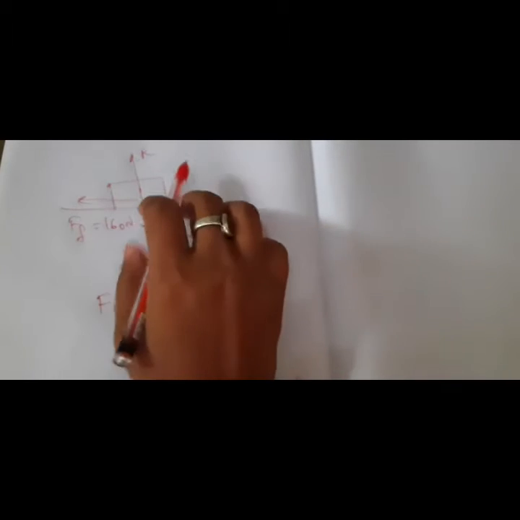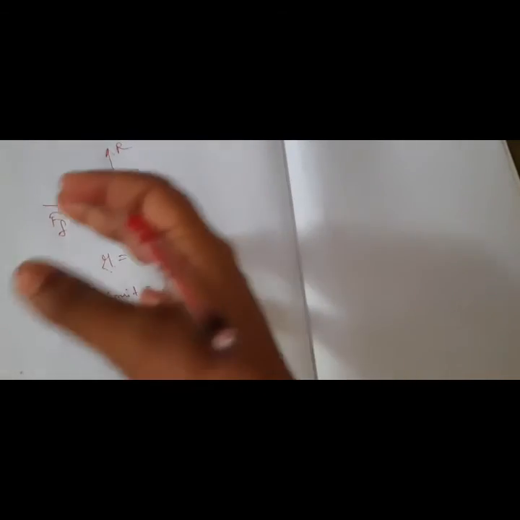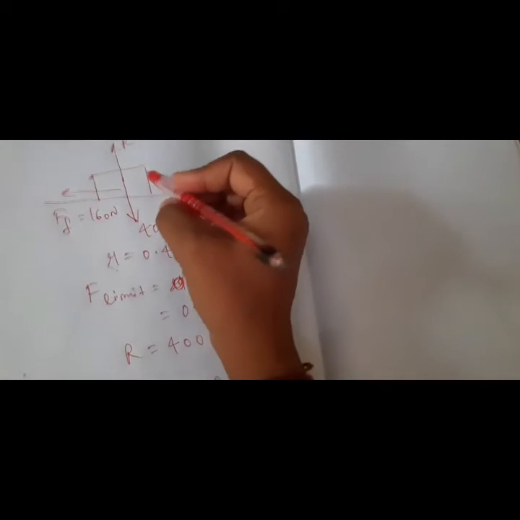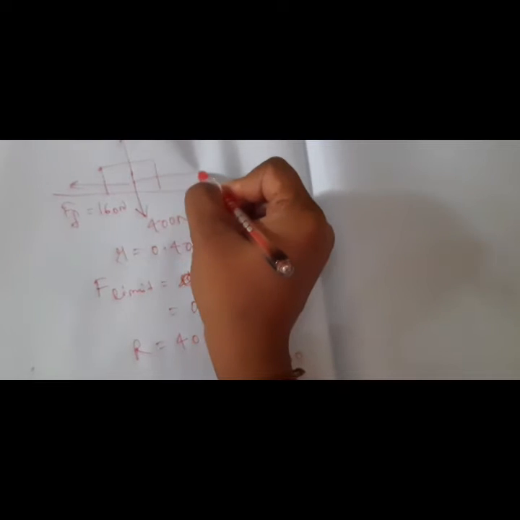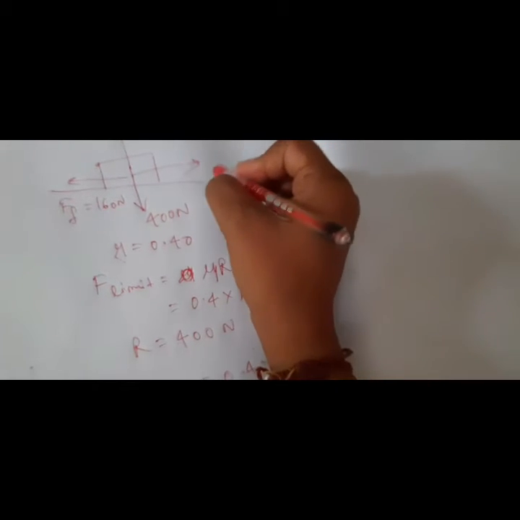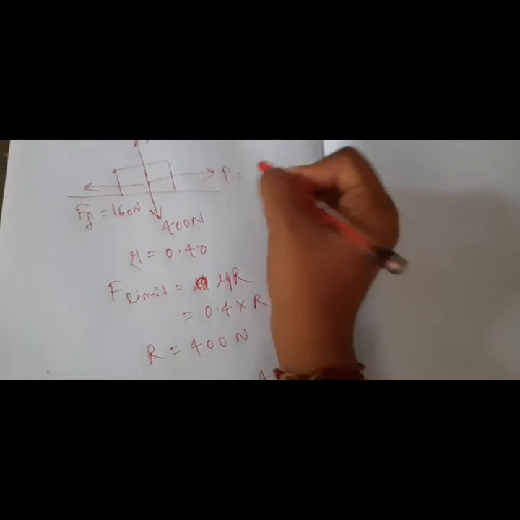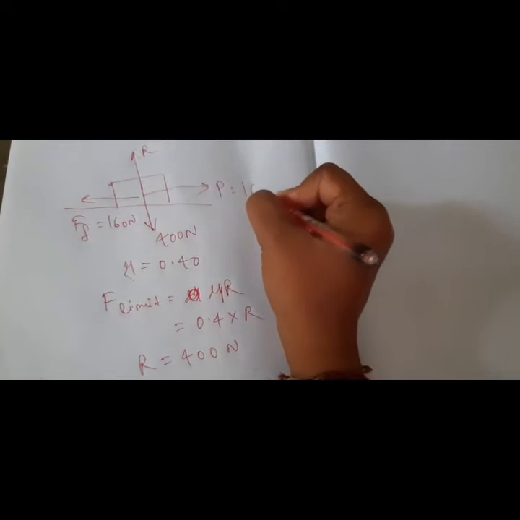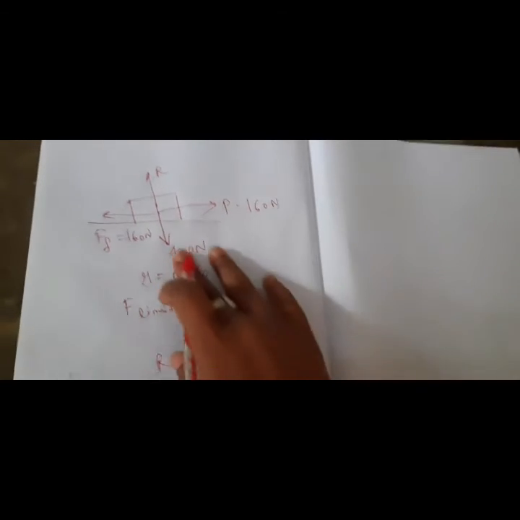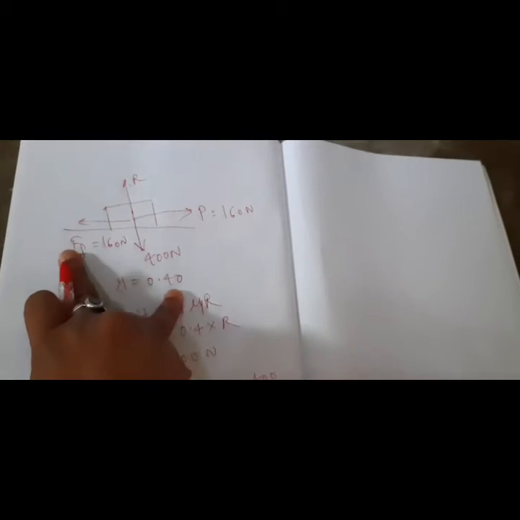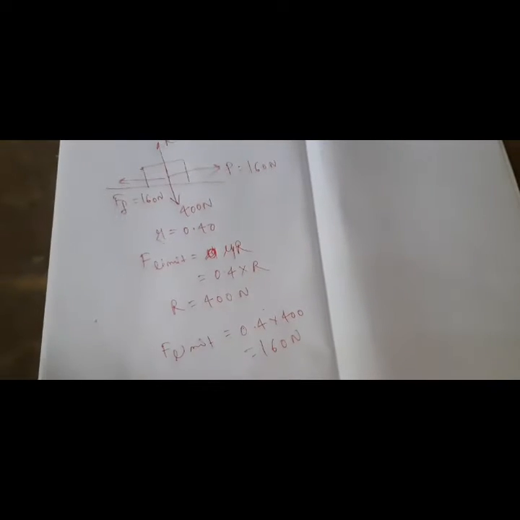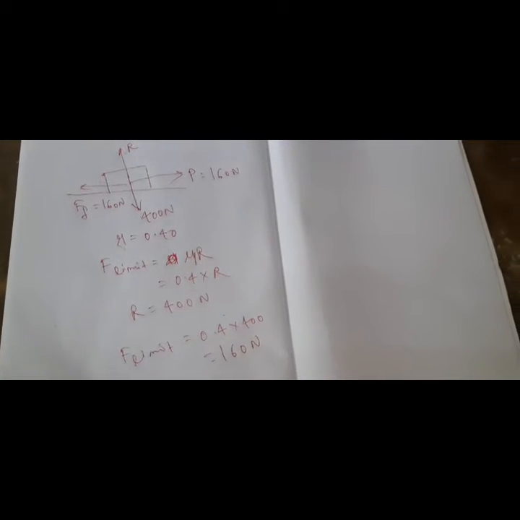We know that the body will only move when the applied force is greater than this limiting frictional force, because the work of friction is to retard the motion. It will try to oppose the motion. So to overcome this, we have to apply a force greater than or equal to the frictional force. So the minimum value of force required to impend the motion is equal to the limiting frictional force, that is 160 Newton. I hope you all are clear.